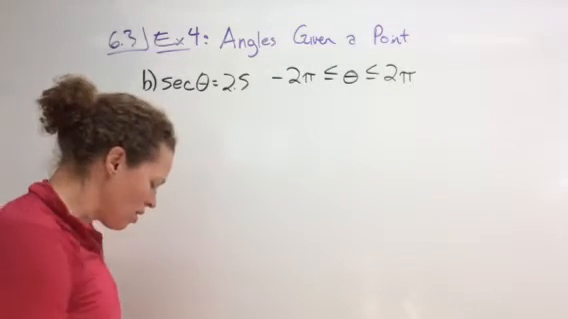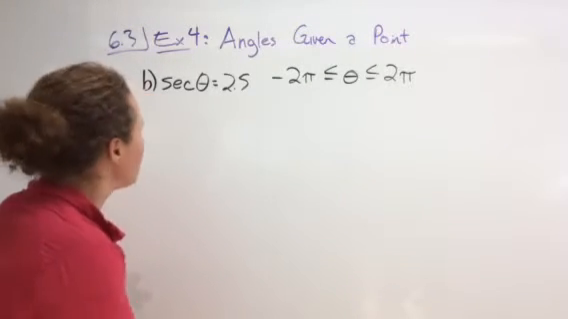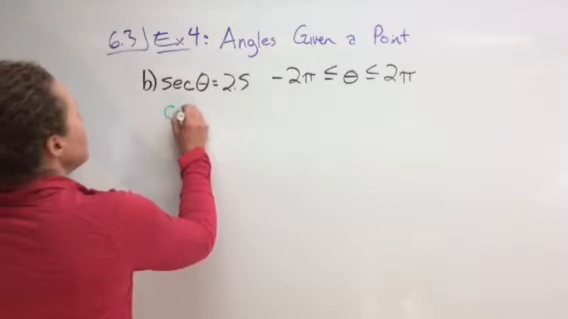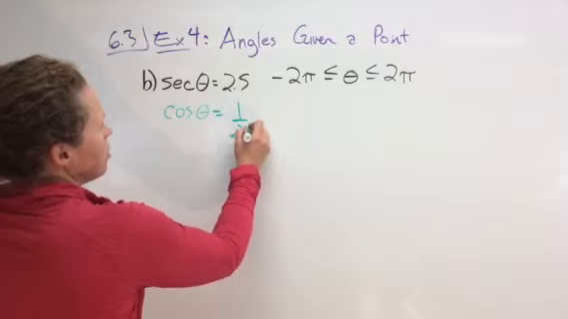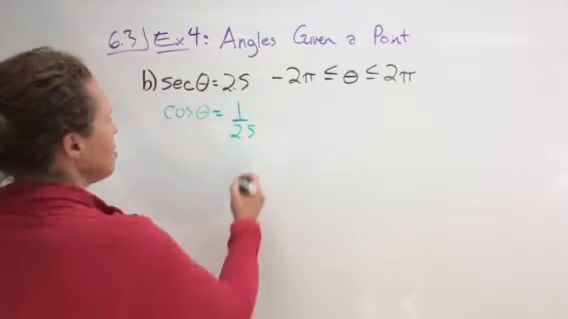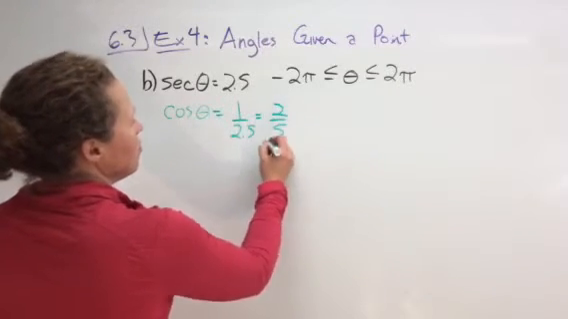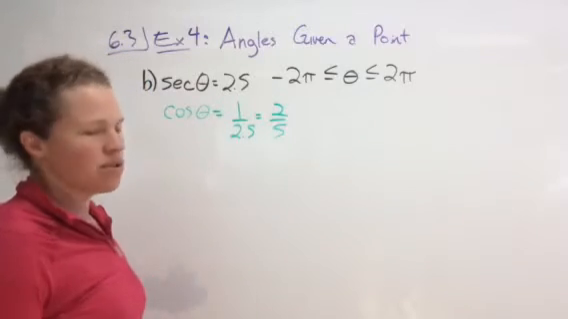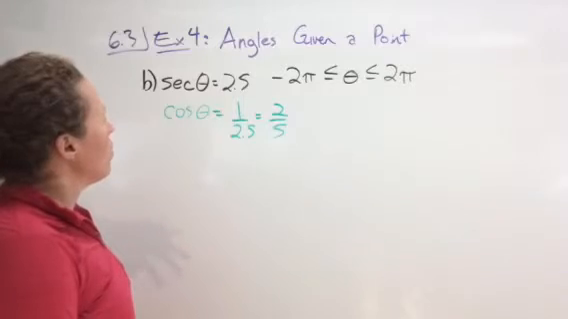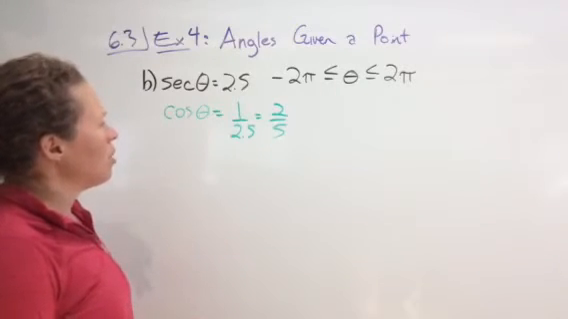That means the cosecant, or cosine, sorry, cosine of theta is equal to 1 over 2.5, and that's just awkward, so we could just make it 2 over 5, because if I multiply each one of these by 2, then I get 2 over 5, and those are easier numbers to look at. So now I'm just going to deal with the cosine part of it.